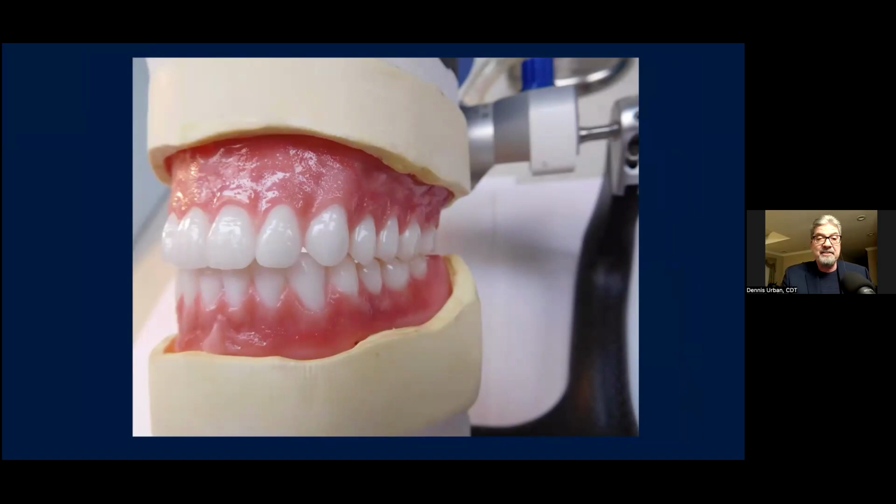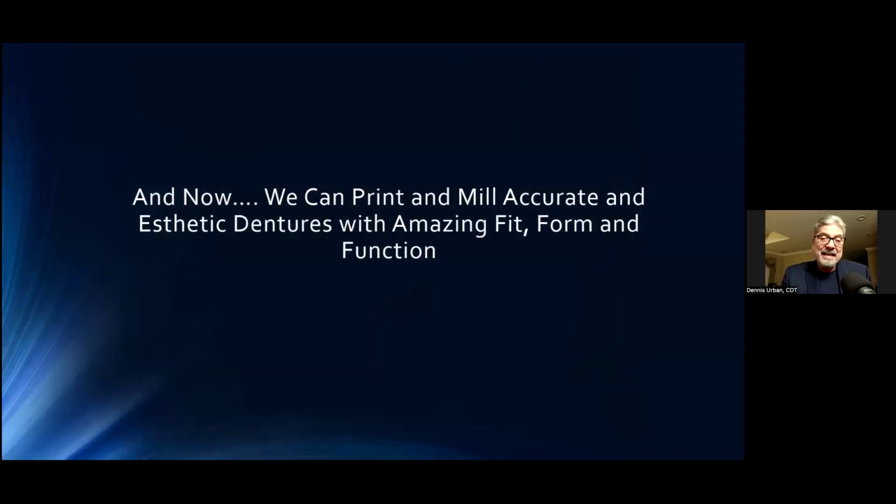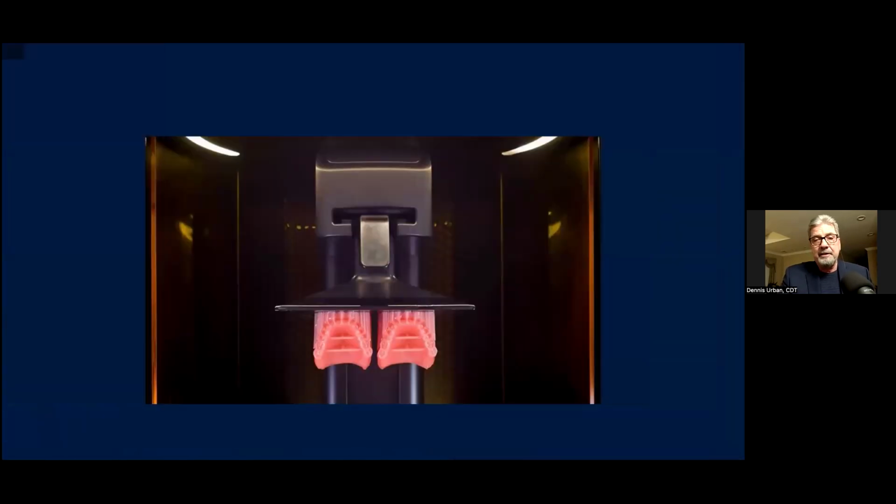So if I was a patient and I saw this, I would be happy, rather than seeing what I call a pink smoothie, just a pink smoothie with no characterization at all. But now we can print and mill accurate, aesthetic dentures with amazing fit, form, and function. And we're going to speak about that a little later on. The first half of the seminar is going to be analog and traditional dentures, and then we'll get into digital dentures.